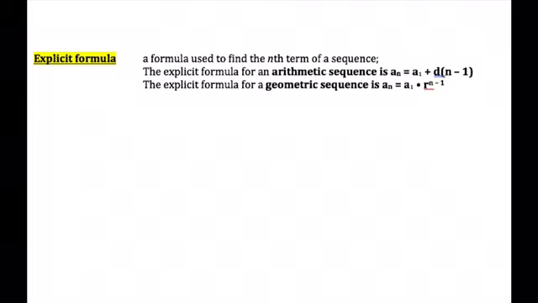The explicit formula, though, is a formula used to find the nth term of a sequence. That means that if I have the explicit formula, I can plug in any number I want. So say I want to find the 50th term. I can plug 50 in for n, and it will tell me what the 50th term in the sequence is.